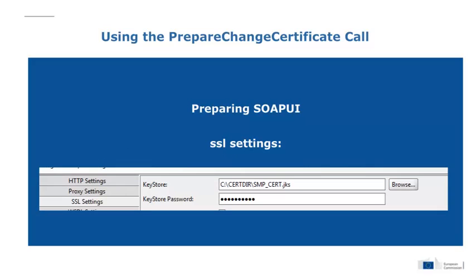Now before we proceed to the actual changing of the certificate, some preparation would need to be carried out for SoapUI to be able to communicate with the SML server. As you are outside the European Commission network, you would be required to have SSL authentication enabled on your SoapUI client. To do so, you need to navigate to the SoapUI preferences and then select the SSL settings tab. Within that tab, two fields would require the user's attention: the keystore, which would be set to the location of your SMP certificate, and the keystore password.